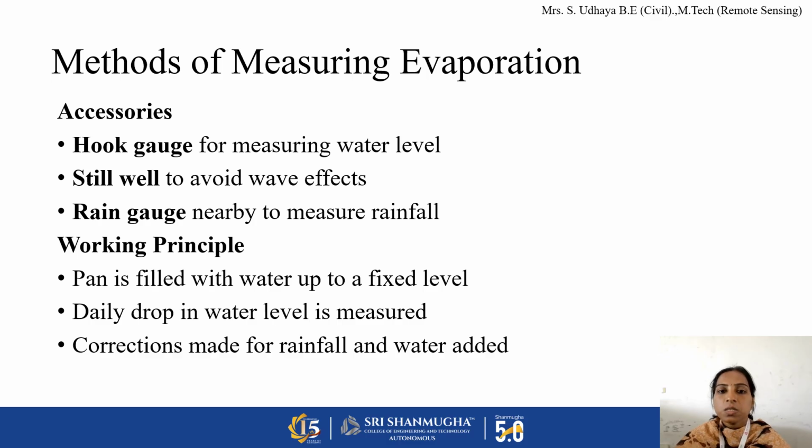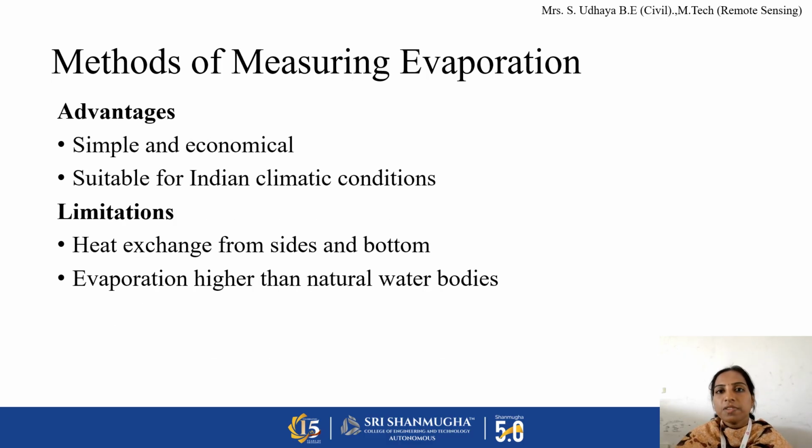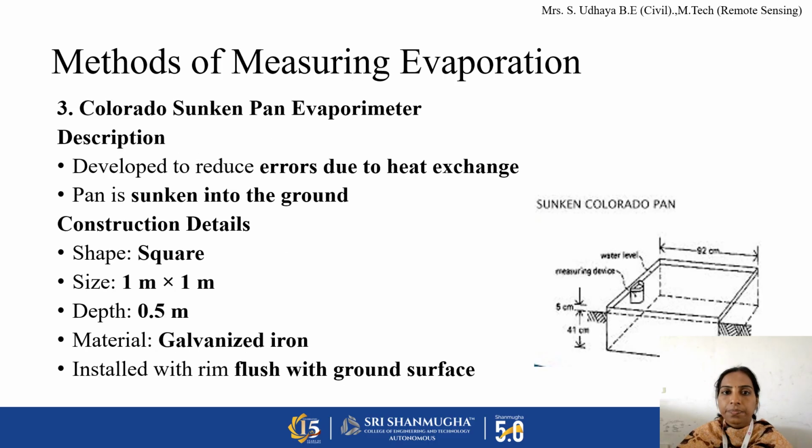The main working principle is that the pan is filled with water up to a fixed level. The daily drop in water level is measured and corrections are made for rainfall and additional water added. The main advantage of the ISI standard pan is that the design is simple and economical, and it is suitable for almost all Indian climatic conditions. The drawback is that heat exchange can happen from the sides and bottom, and it is observed that the evaporation rate in the container is higher than in natural water bodies.